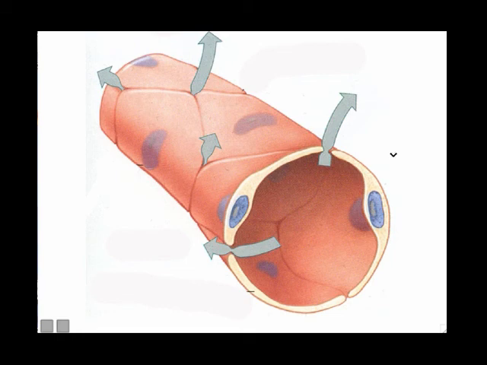And remember, the tunica interna is the simple squamous epithelial tissue. So that's just a single layer of epithelial cells. That's all the capillaries got. And so that makes it very easy for materials to enter or exit the capillary.